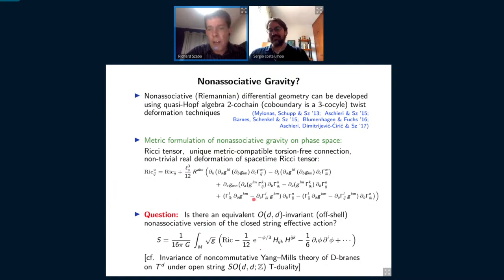I should also stress that at a technical level, this is kind of pages and pages of calculation. The problem with the non-associative theory, as nice as it is and as much as I'm trying to push it, is that it's really levels of complexity above the non-commutative case when it comes to calculations.